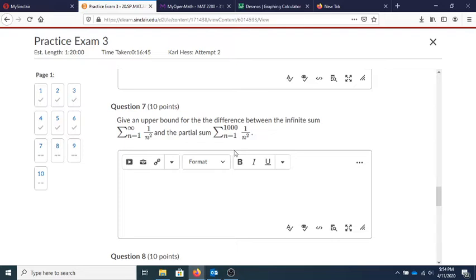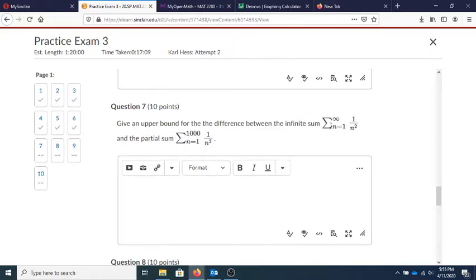So we've talked about 2 different circumstances where you can get an upper bound on the error, or the difference between an infinite sum and a partial sum. If the series is an alternating series, then you just take the absolute value of the first term that you didn't include in the partial sum. That's pretty easy. This is not an alternating series though. All the terms are positive.